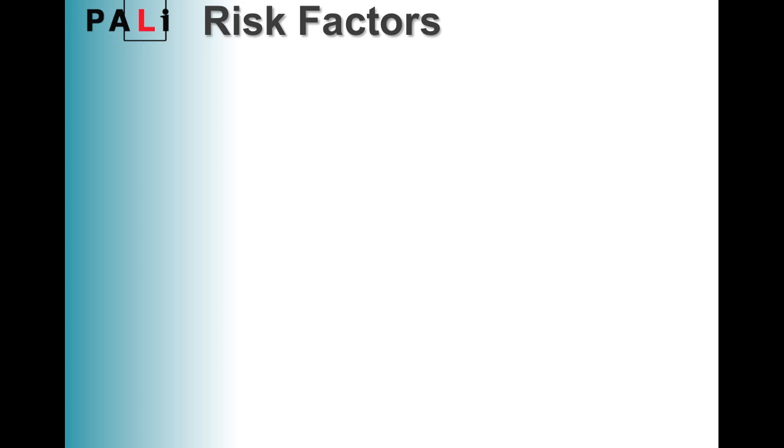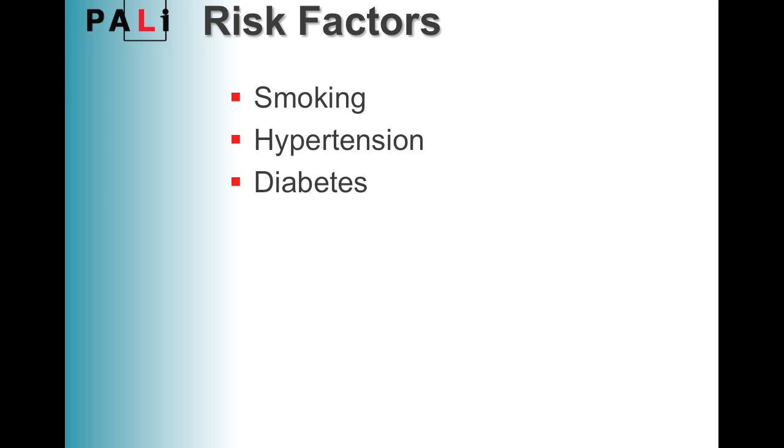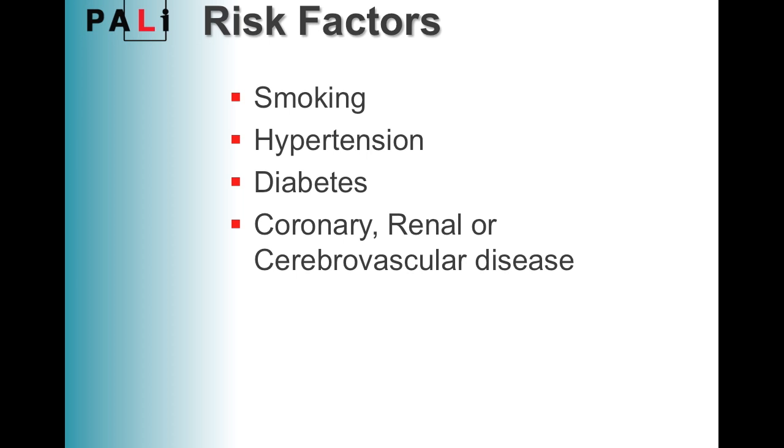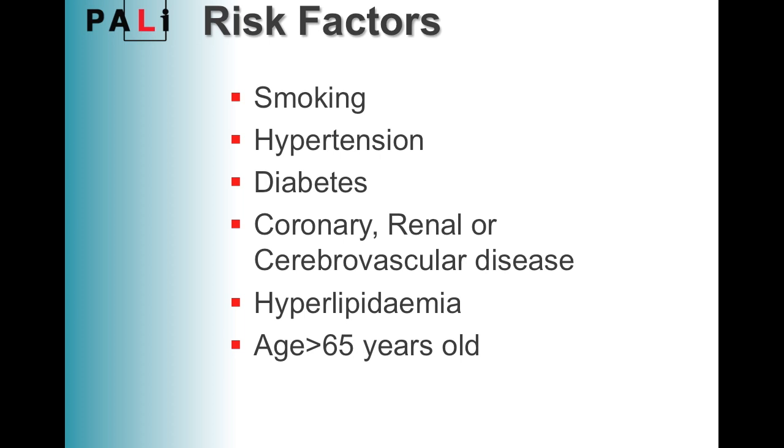So the risk factors for peripheral artery disease include smoking, which is a major damager to endothelial cells. Hypertension, again, damages the endothelial lining. Diabetes. Coronary and renal, as well as cerebrovascular disease, can coexist with peripheral artery disease because of the same pathophysiology of atherosclerosis in the vessels. And also hyperlipidemia drives a lot of the atherosclerotic change, and this is a disease that typically affects older patients.